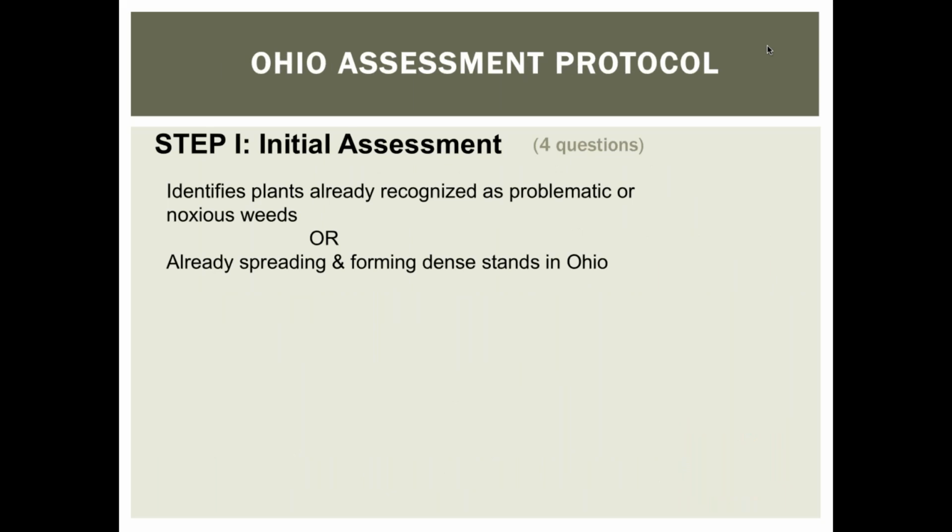Initially, we had 2 steps of our protocol. The first step was just our initial assessment. We had 4 questions, basically just trying to recognize if this plant was a huge problem. If it's on the noxious weed list, the federal or the state list, for example, it would immediately be put onto our invasive list, but also we were just trying to find those species that were already spreading and forming dense stands in Ohio. This was necessary because as we first started assessing our species, we were faced with a whole lot of species. We really wanted to quickly identify what we call the big bad invasives, in the interest of time.